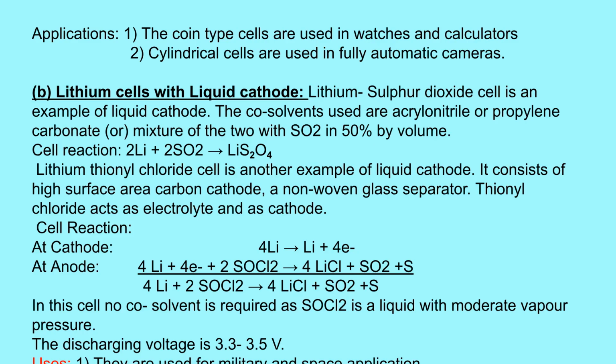Lithium cells with liquid cathodes, such as the lithium sulfur dioxide cell, utilize co-solvents. Another example is the lithium thionyl chloride cell. These cells are used for military, space applications, and in medicinal devices like neurostimulators.